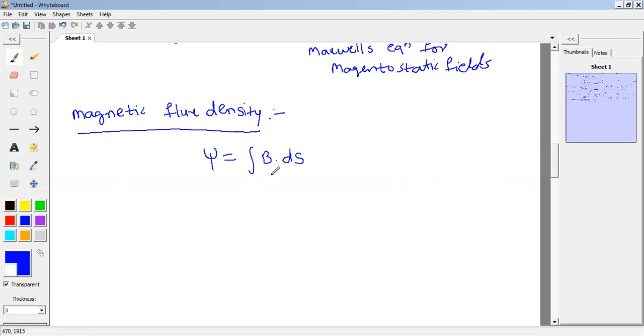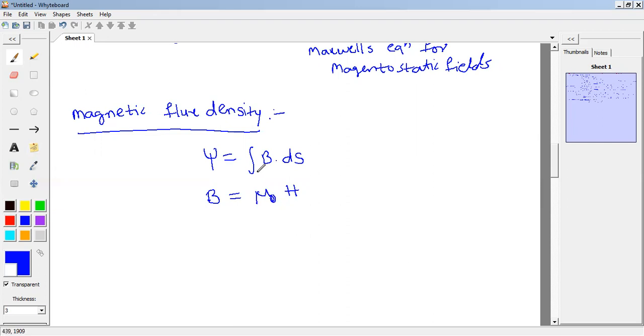B dot ds. Here B is the magnetic flux density, whereas D is the electric flux density. Whenever the total magnetic flux psi is equal to the integral of B dot ds, B is the magnetic flux density. This magnetic flux density we can write as B equal to mu naught into H, linear.